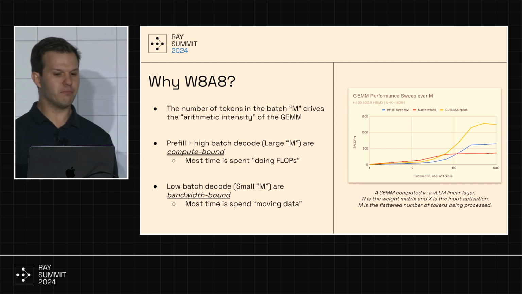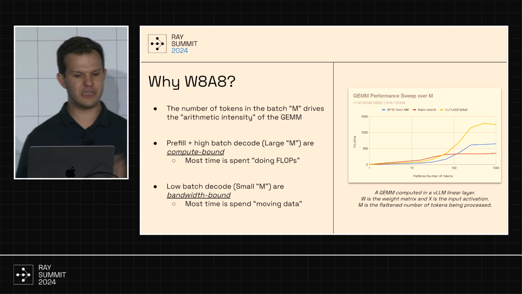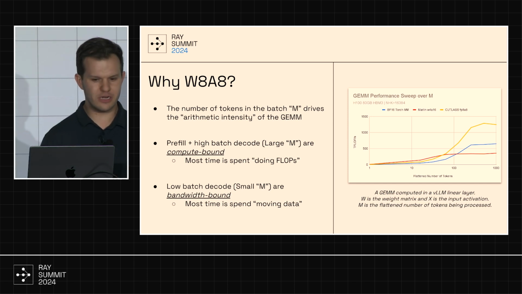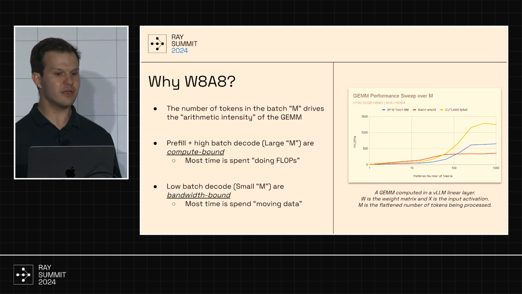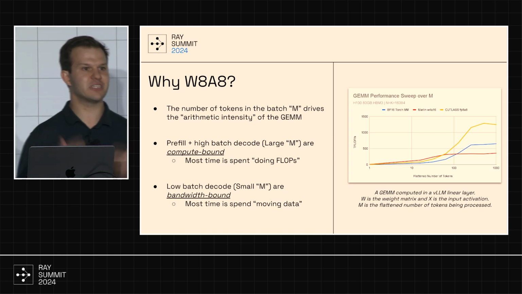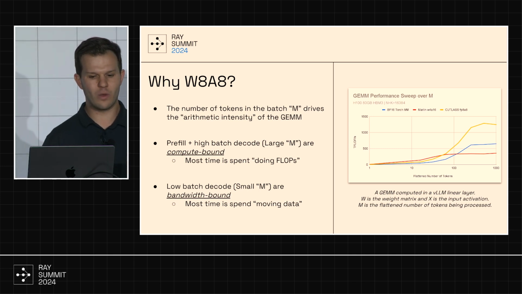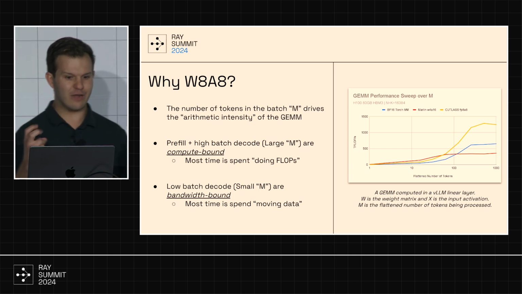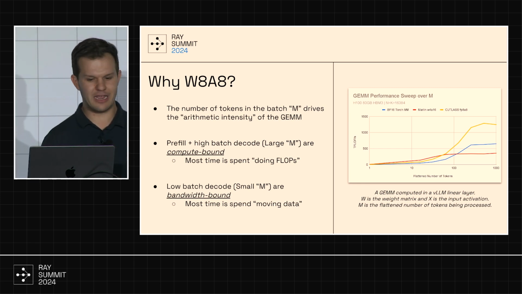server, we see both large M, so that activation matrix, there's certain iterations in the batches that will have large M, which are compute bound. And so most of the time when M is large will be spent doing flops, executing in the tensor cores. And then the low batch size decodes, when M is small, these are bandwidth bound operations. And so most of the time will be spent in this data movement from HBM to SRAM.